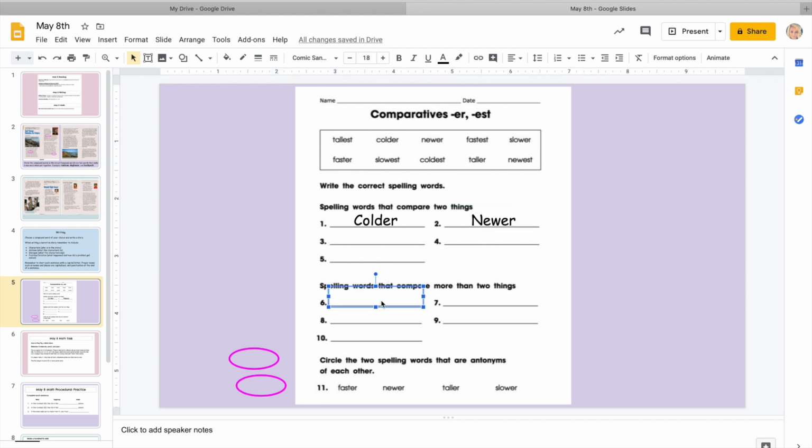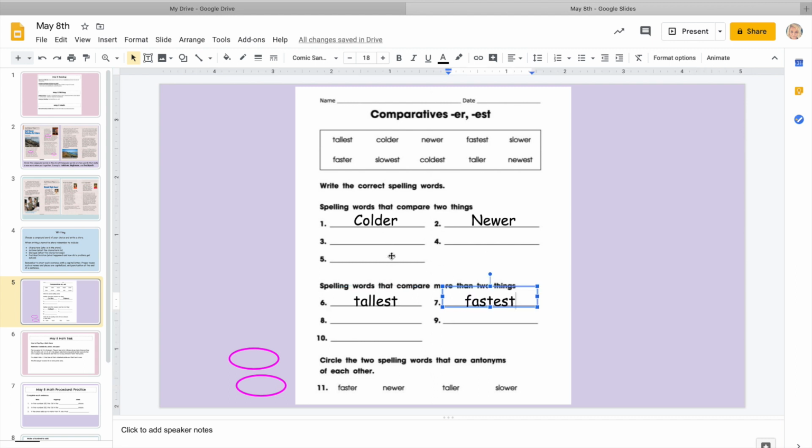And then you're going to go down here, and again, the words that are comparing more than two things, we said those comparatives end in EST. So again, using these words, you're going to go up and find the words that end in EST and write them here. The first one is tallest, and then if you're going in order, the next one is going to be fastest. And that is an example of how you're going to separate those comparatives into which are comparing two things and which are comparing two or more things.